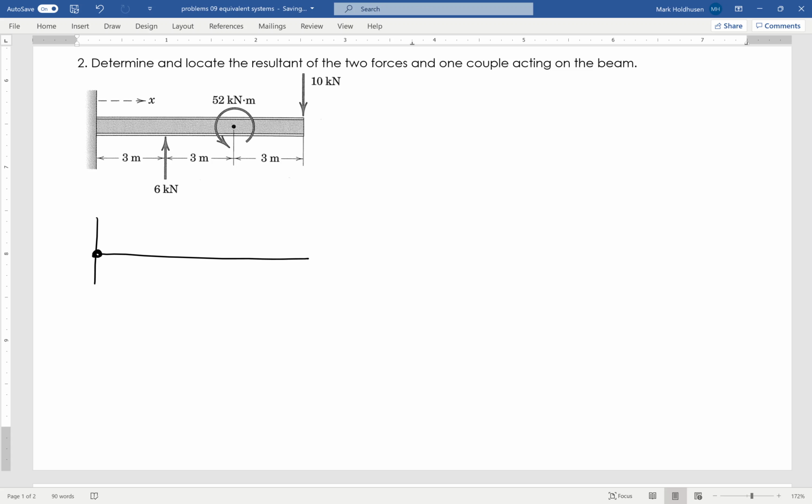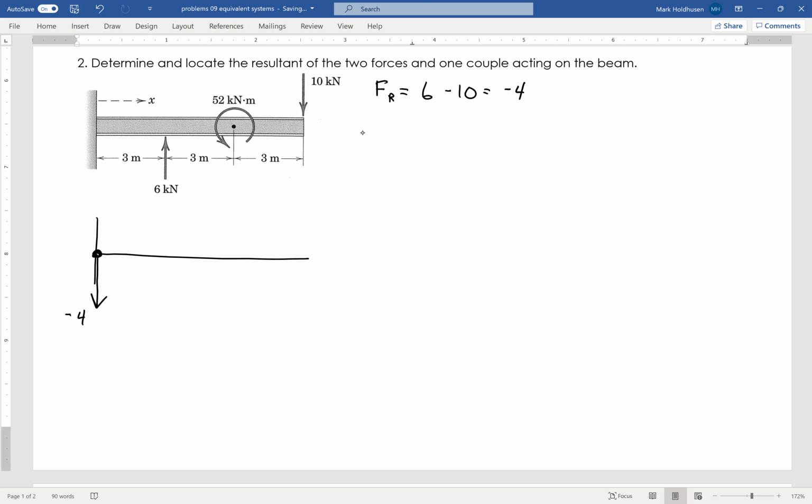Okay, so my resultant force, I just sum the forces together, right? So it's going to be 6 minus 10 equals minus 4. So I'm going to have a resultant force of -4 right there.